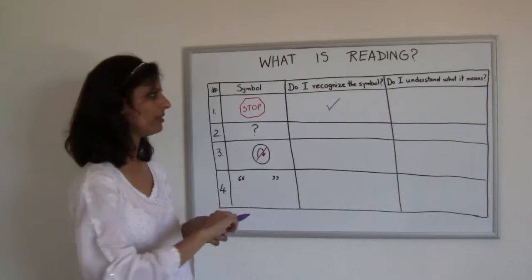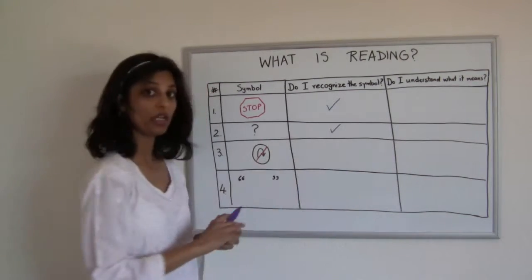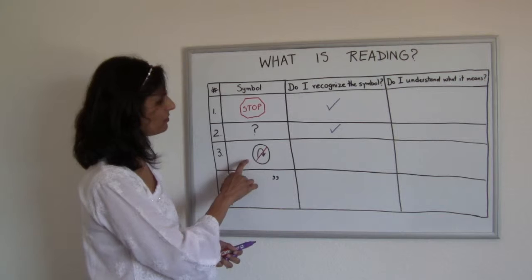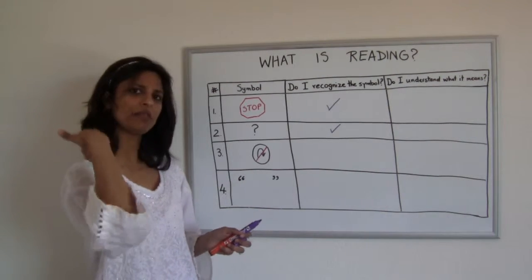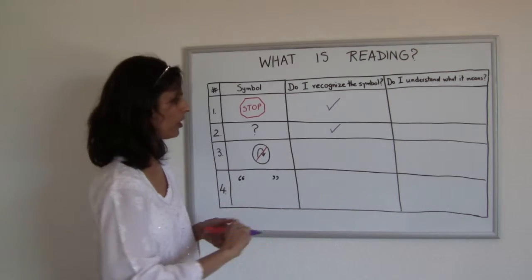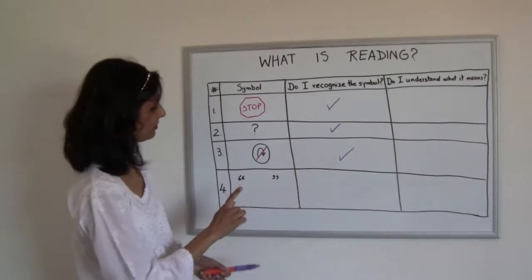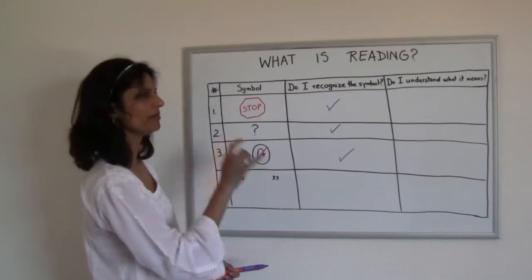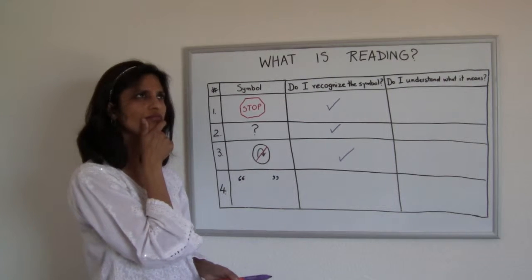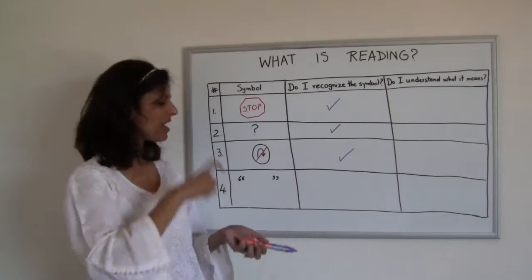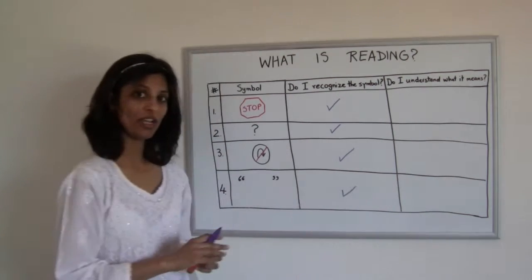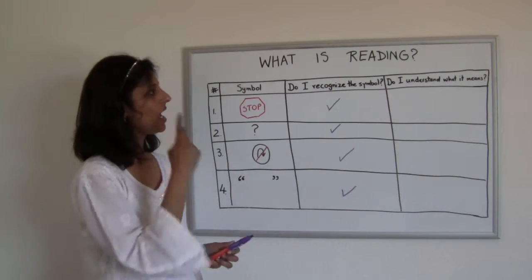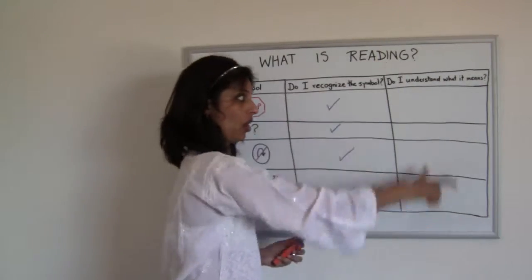I've seen it before. Put a check. Maybe. I think I've seen it before. I know I've seen it before. Put a check. Yeah, I recognize. I've seen it before. Put a check. Okay? Let's look at the second column.